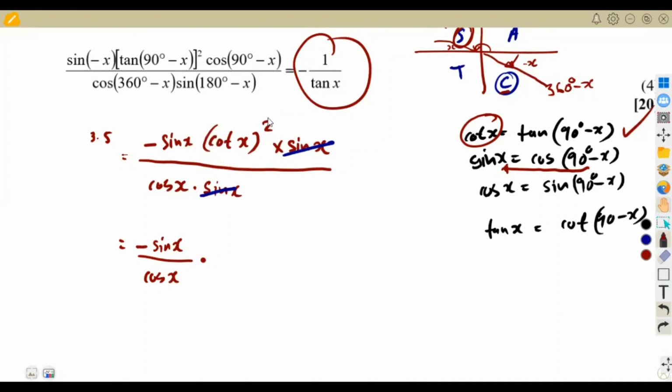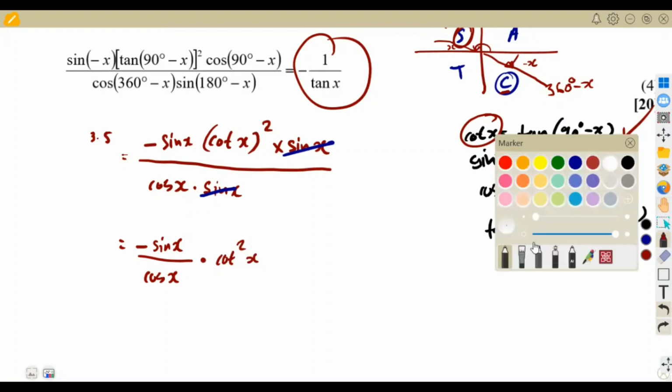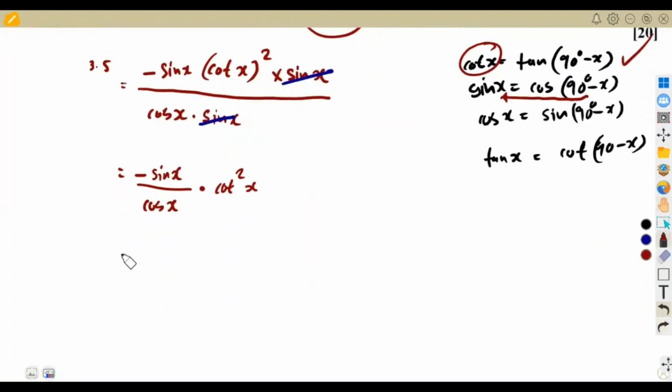Remember I said, if the square is affecting the whole cot, it's the same as cot squared x. But we know that the cot is the same as cos over sine. If it is cos over sine, the moment we have a square, it is going to be cos squared over sine squared. So we are going to have this as cos squared over sine squared, right? So let us just have this.